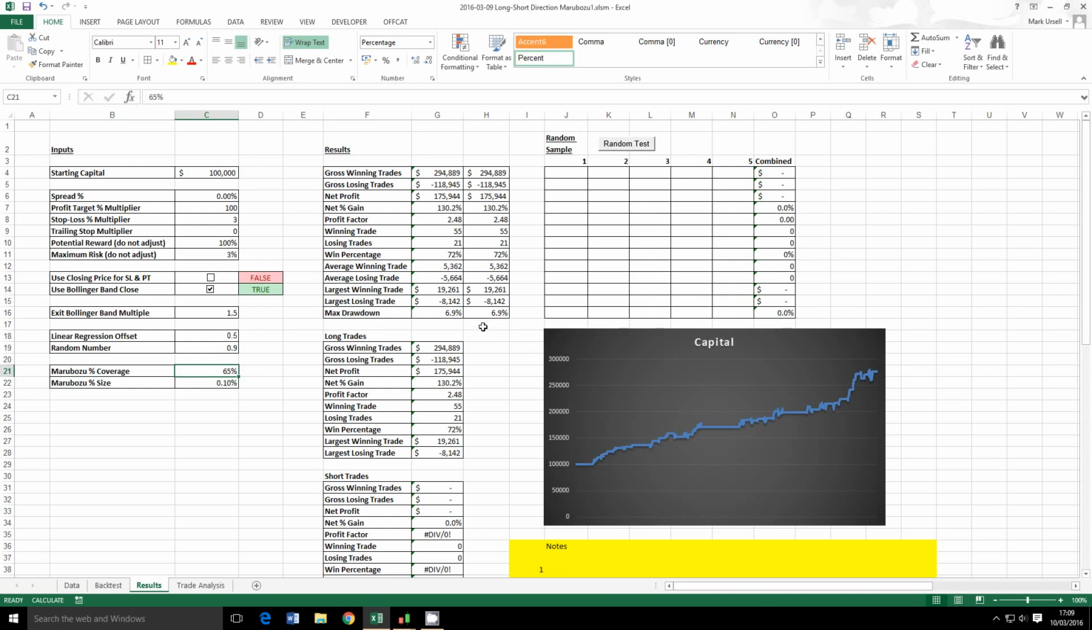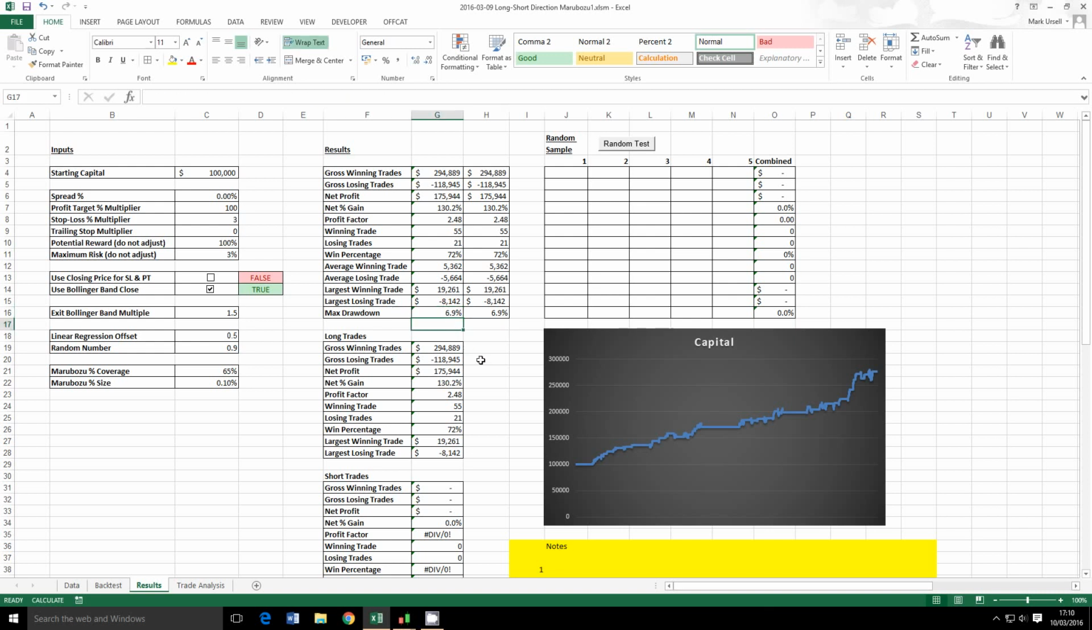Okay, so these are the sort of results that we're getting. We're showing a net profit over the period. We've got a profit factor of nearly 2.5, which is the gross winning trades divided by the gross losing trades. We've got a nice healthy win percentage, 72%, and we've got a maximum drawdown of 6.9%. That's a very nice low drawdown, and certainly something that I would be quite happy to see in any trading strategy that I was using.